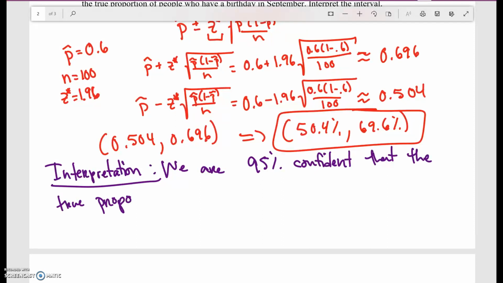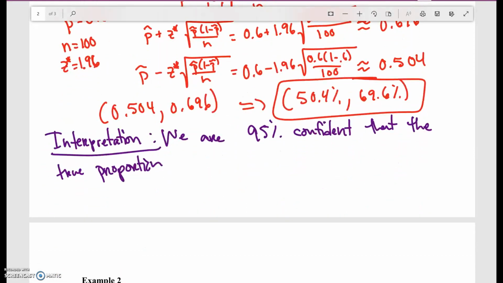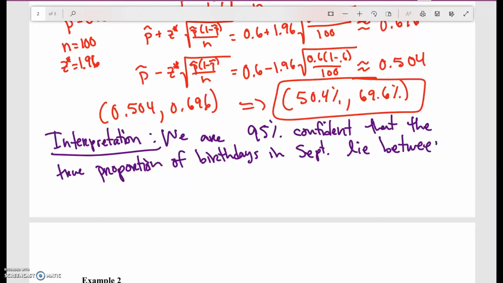proportion. We were talking about proportions of what? Let's go back up. The true proportion of birthdays in September lie between 0.504 and 0.696. You could have used a percentage also. So it says we are 95% confident that the true proportion of birthdays in September lie between 50.4% and 69.6%.